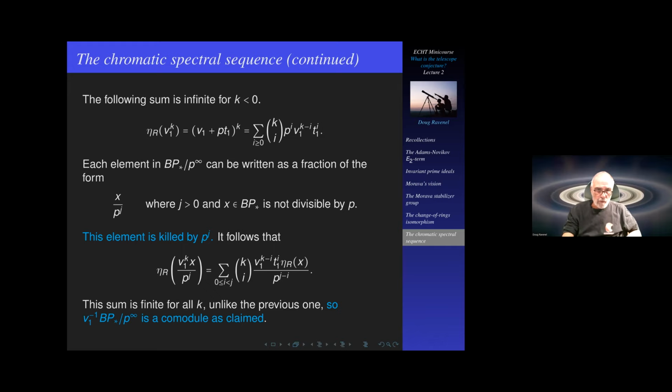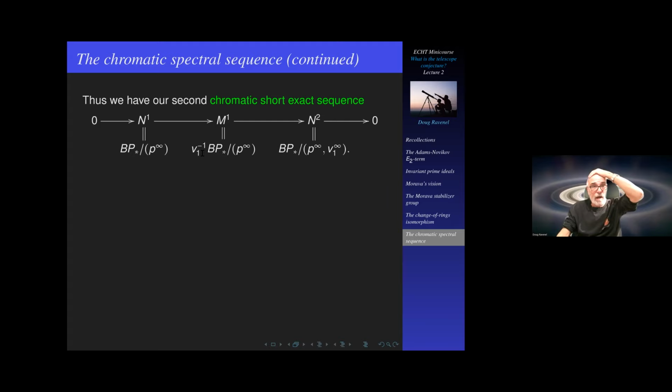So this means that we can formally invert v1 in BP star mod p infinity, and we still have ourselves a comodule. So that's the technical point that you have to be careful with. So that means we can invert v1, we can start with this gadget and invert v1, and we still have a comodule. And then I'm going to denote the cokernel of that map by this. So elements in here can be written in a similar way as fractions that have positive powers of p and v1 in the denominator.